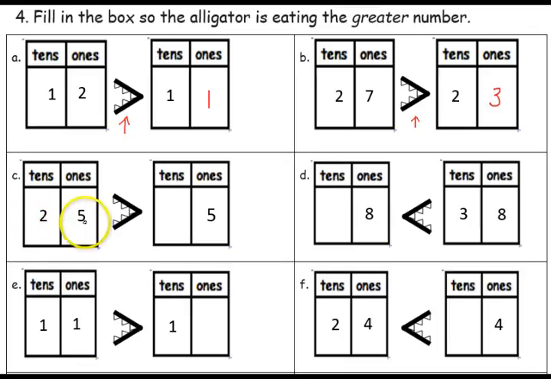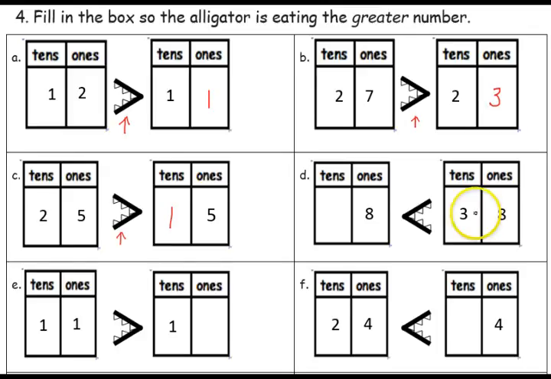In problem C, I have 25, and that's greater than another number that also has 5 in the ones place. Well, I need this to be the smaller number, so I cannot have 2 tens. We'll have to go down from there. Let's say 1 ten. 25 is greater than 15.